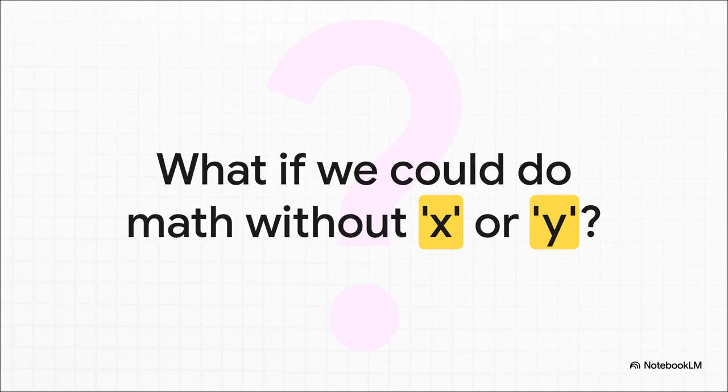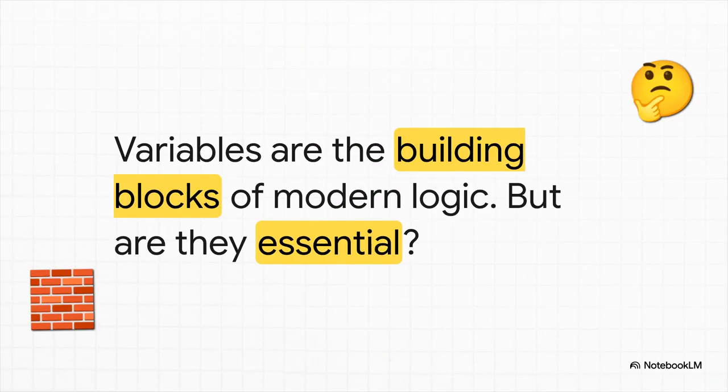Imagine trying to do algebra or any kind of logic, but there's one huge rule. You can't use variables. No x, no y, none of them. I mean, it sounds basically impossible, doesn't it? Where would you even start? For literally centuries, variables have been the absolute bread and butter of formal reasoning. You could say they're kind of like the nouns of mathematics.